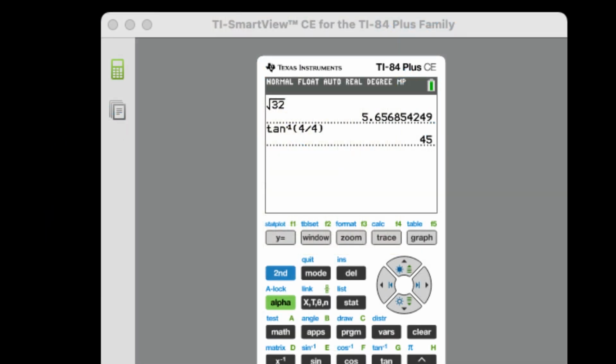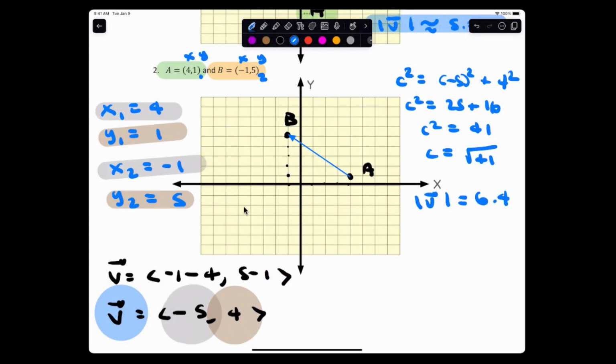So let's find out what that is. See if you guys got this one. Square root of what? 41. 6 point what? 6.4. Okay, you guys okay with that one? You're seeing all the information you need right here.